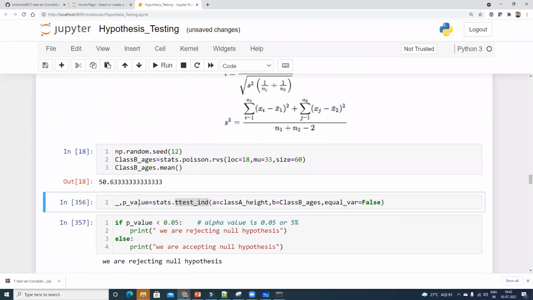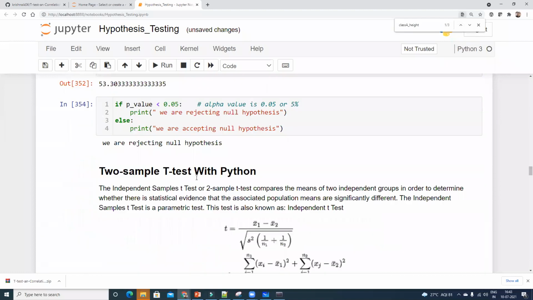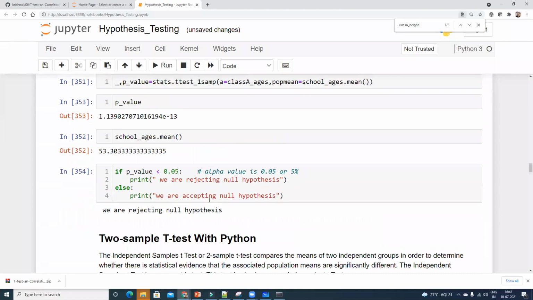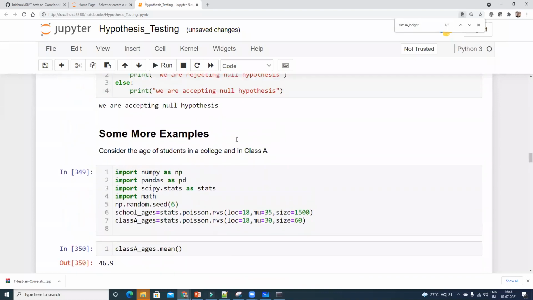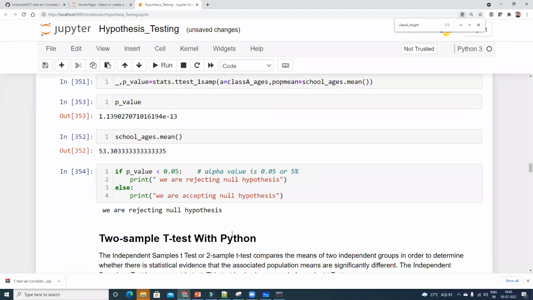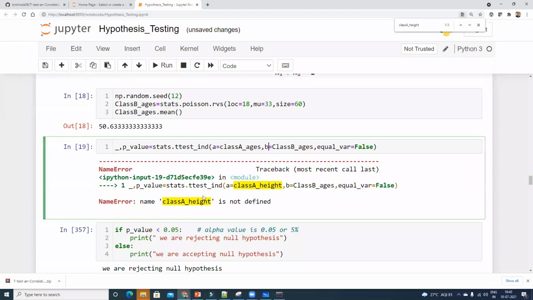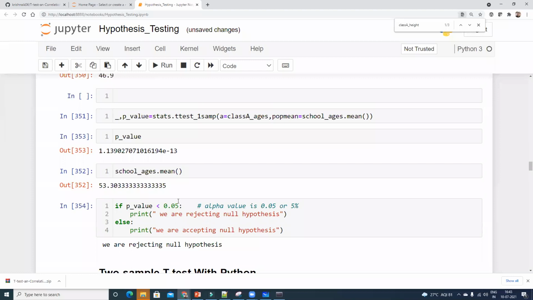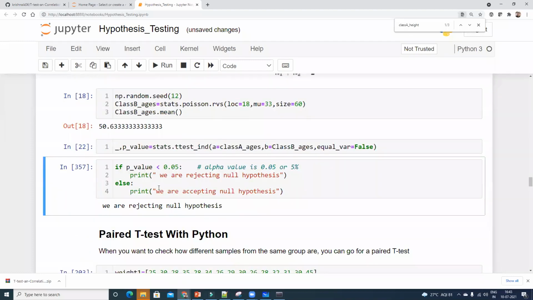See, every time you execute it over here, what is it? Class A height. Class A underscore height, where is it? Not there. So class A height. Okay, sorry, I should have taken class A ages instead of height. Just change it to ages. See, we have defined this, ages. Just try to define it over here.